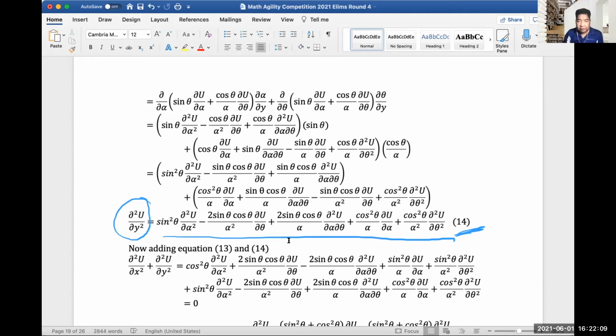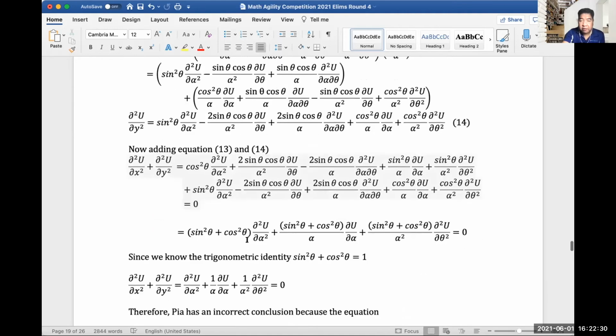And then if we try to add, so this is the requirement, adding both the second partial derivative of u with respect to x and with respect to y. So adding them together and equating to 0. So we equate this to 0. We can simplify this by manipulating it. So we can combine again sine squared and cosine squared, which is actually equal to 1, right? And the rest.